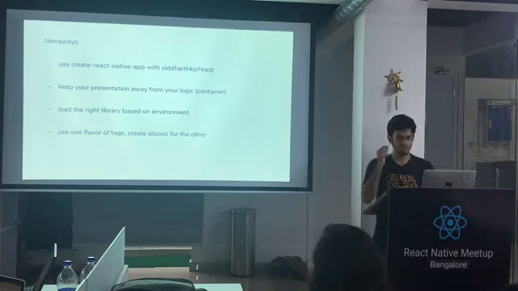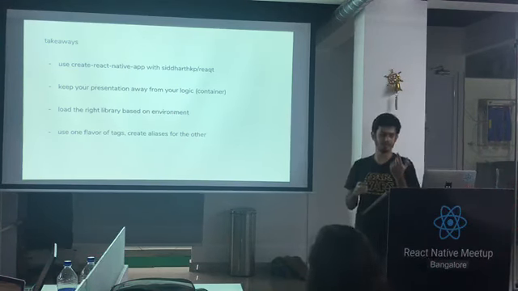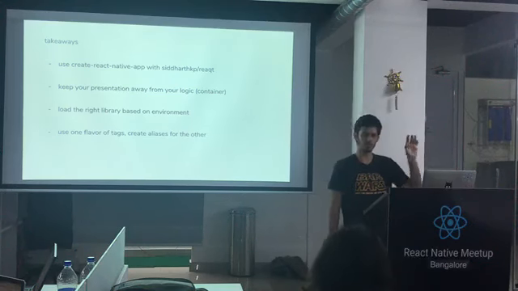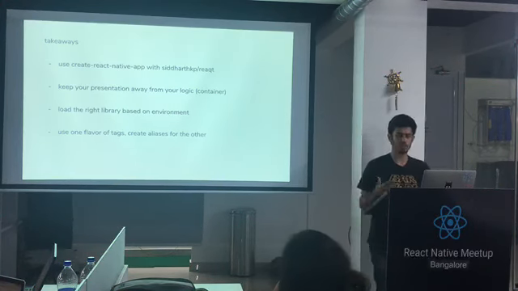Fourth is the extra mile about reusability: use one flavor of tags. For example, use native tags, scroll view, text, all of that, and create aliases for the HTML so that you can reuse most of it.